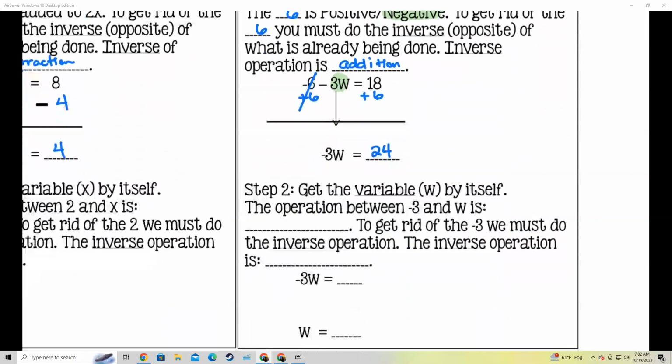All right, just like I said, this gets a little confusing, so I just figured out that negative 3w is equal to 24. Let me go ahead and transfer that information right here. I know that negative 3w is equal to 24. All right, step 2, get the variable w by itself.